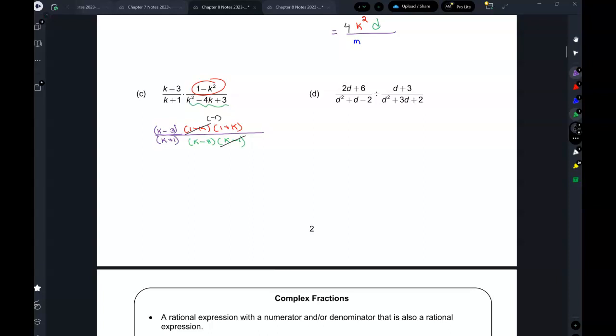What else? K plus 1, K plus 1. And then also K minus 3, K minus 3. So it's just negative 1. Oh my God, who would have thought? Who would have thought that complicated old thing would just reduce to minus 1? Wow. Isn't that cool? Plot twist.